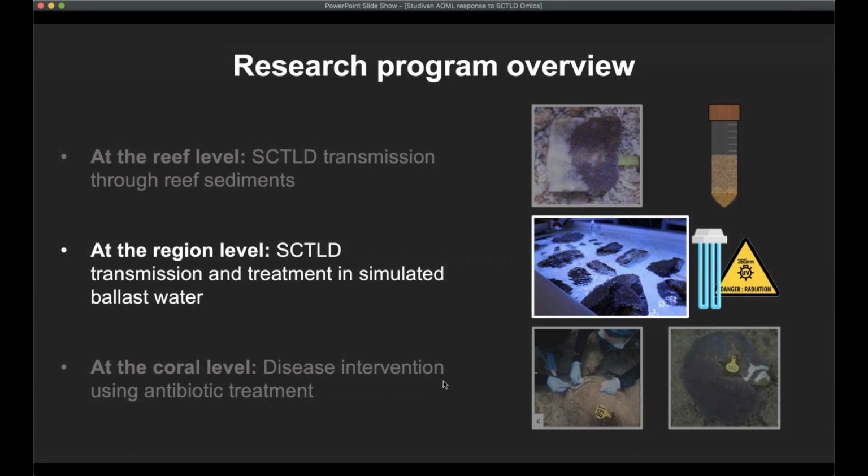Expanding out to, say, the Caribbean level, one of the big priorities is to understand how the disease has spread to geographically isolated reefs within the Caribbean.